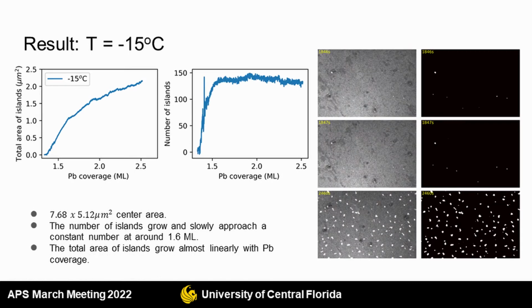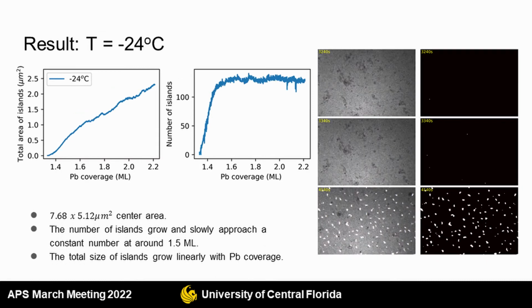For -15 degrees Celsius, the number of islands grows and slowly approaches a constant number at around 1.6 monolayers. And the total area of islands grows almost linearly with lead coverage. And at our coldest temperature at -24 degrees Celsius, the number of islands grows and slowly approaches a constant number at around 1.5 monolayers, whereas the total size of the islands grows linearly with the lead coverage.